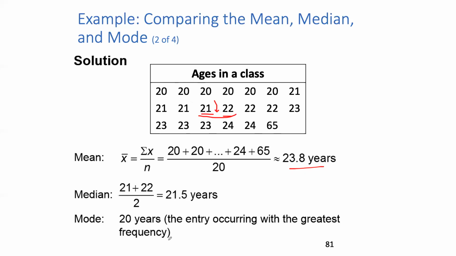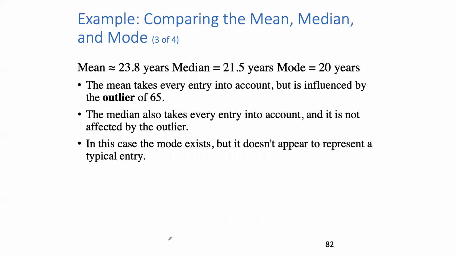Now the question is, which of these entries is a better measure of central tendency? We understand that all three are measuring something about the typical value in the data set. All three are measures of central tendency, but which is preferable? The mean says the average is 23.8 years, the median is 21.5, and the mode is 20 years.